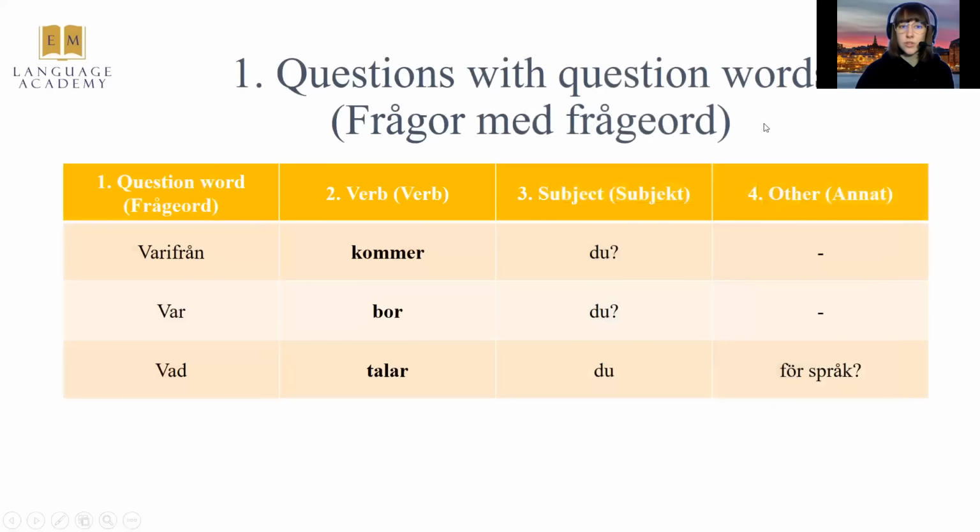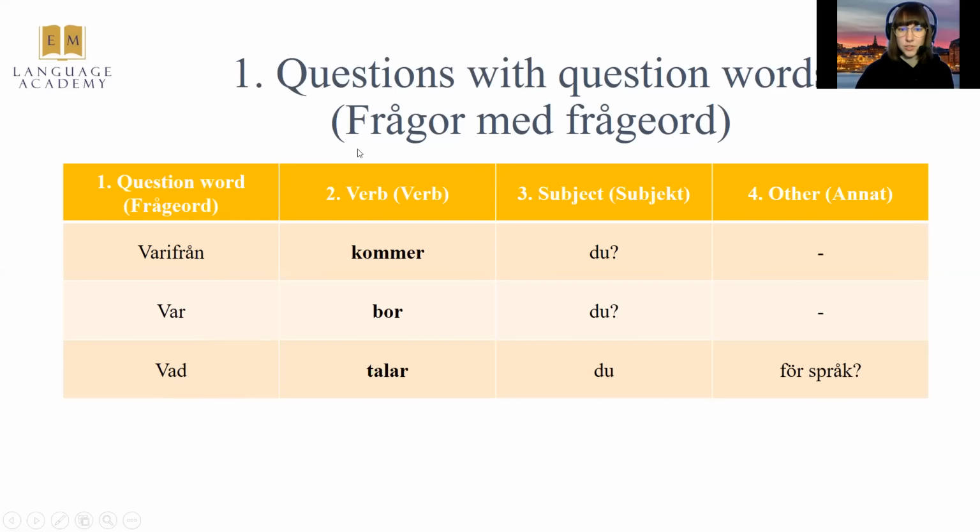So if we take a closer look at questions with question words, this is the table that illustrates the word order. We have 4 different columns. The first one is for question words, for example, varifrån, var och var. Notice how these 2 question words are absolutely identical in terms of pronunciation, so the only way that you can differentiate between them is the context.